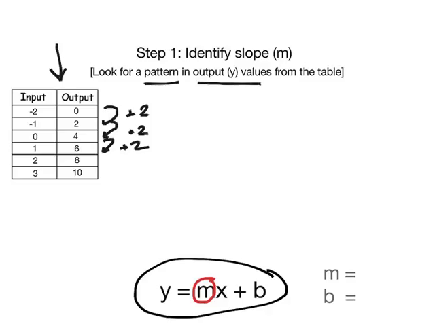So, knowing that it increases by 2 each time, what would our slope be? Hopefully you got the answer that the slope is positive 2. Now, if it were to be decreasing by 2 each time, our slope would be a negative 2. But since it's increasing, it's a positive 2.